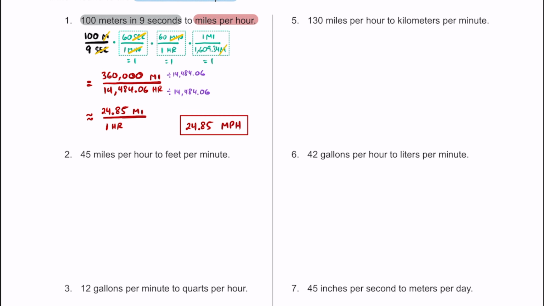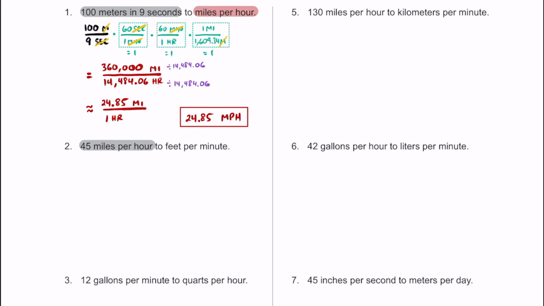Let's check out number 2. For number 2, we're starting off with 45 miles per hour. So let's put 45 mi for miles per 1 hour. I'm going to put 1 hr in the denominator.